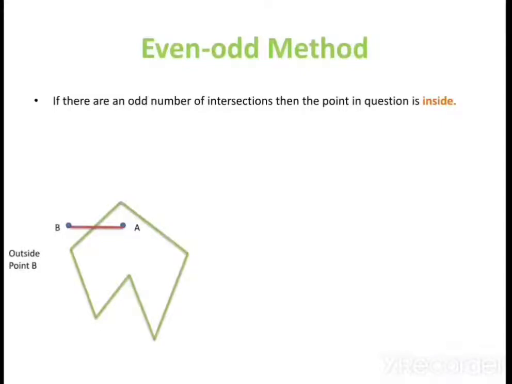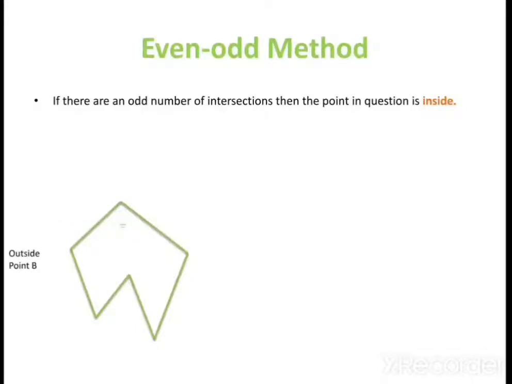By joining this line, how many intersection points am I getting over here? The single intersection point means the line AB is intersecting this polygon edge at this point. This is the polygon edge and this is the intersection point. So, line AB is intersecting in a single intersection point, and the intersection point count is 1, and 1 is nothing but an odd number. That is why I can say that the point A, or the point in question, is inside of that polygon.